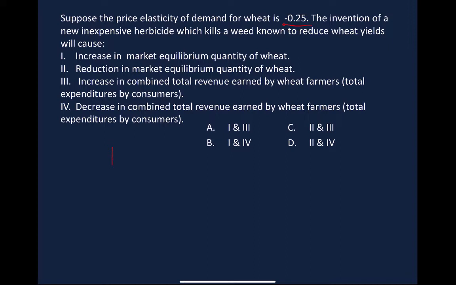So since demand is relatively inelastic, we're going to draw the demand to be relatively steep. Okay? And so this is showing us that consumers are not very responsive to a price change. Now, when we get this technological change, this invention of a new herbicide is an example of technological change, and that's going to increase the supply. That is one of the determinants of supply. We know that's going to increase supply.